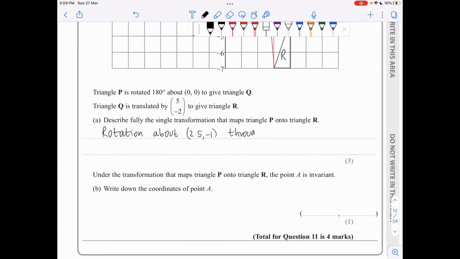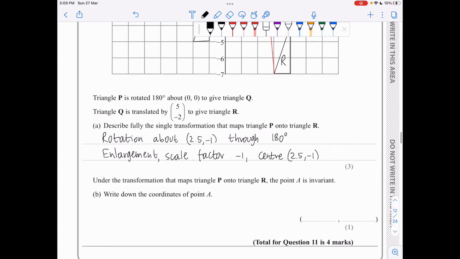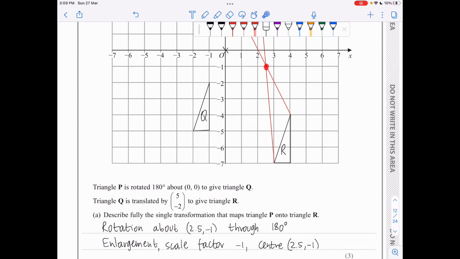Now 180 degrees does not need a direction. It's the same, either clockwise or anti-clockwise, but it's good to note that an alternative would be an enlargement, scale factor minus 1, center (2.5, -1). These two are equivalent in this case. Under the transformation, there is a point that remains invariant, which means it does not change. If I'm rotating, the only point that does not change is the center of the rotation, (2.5, -1).